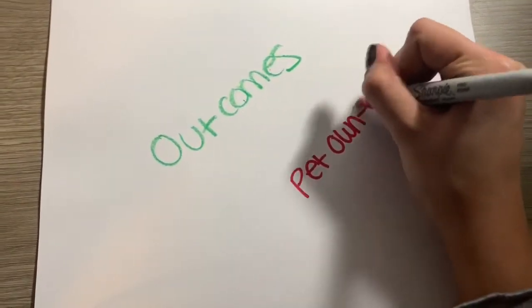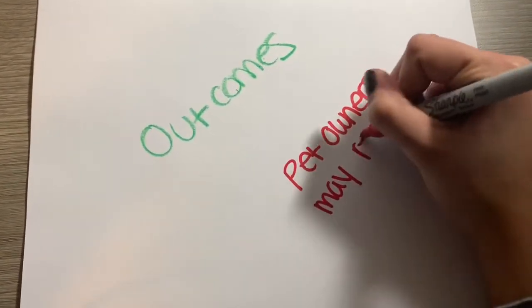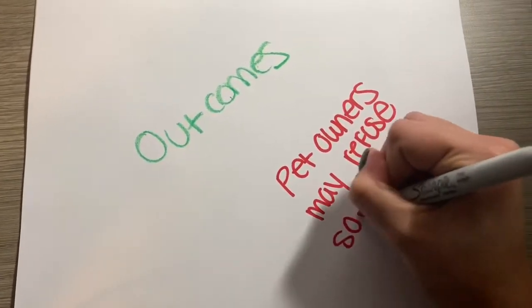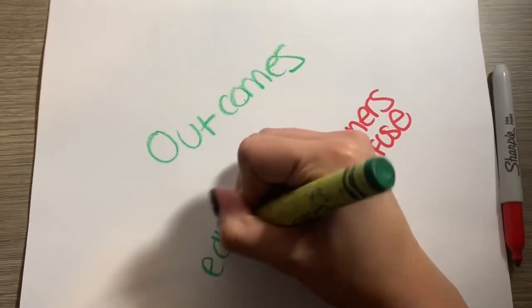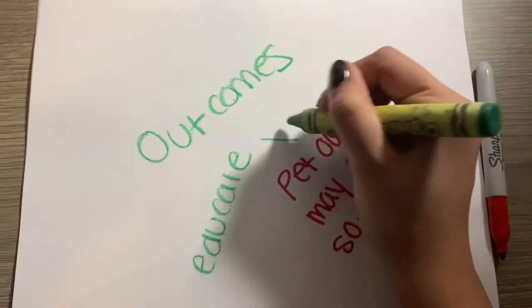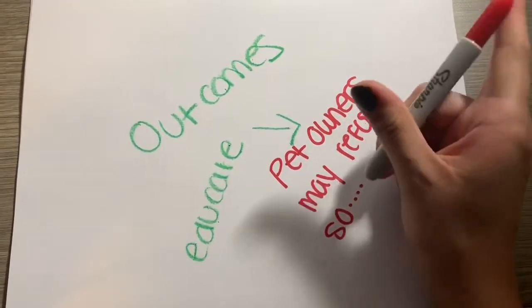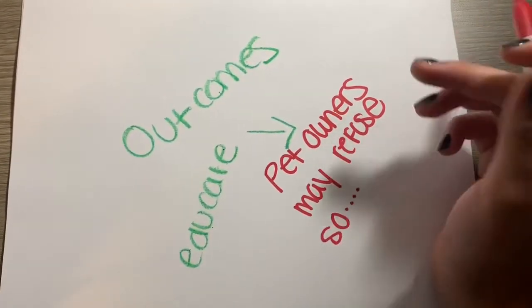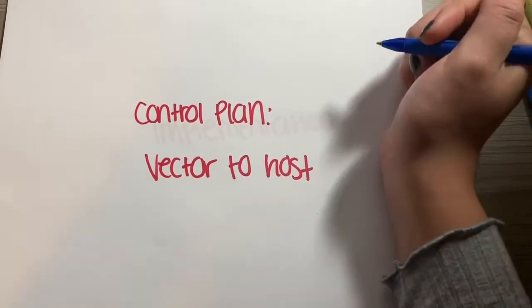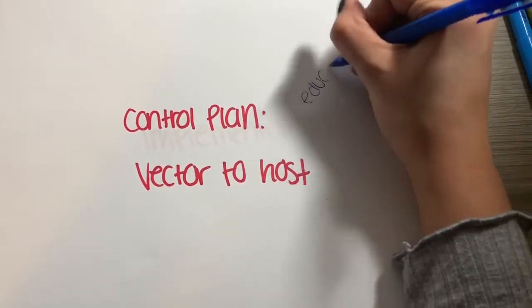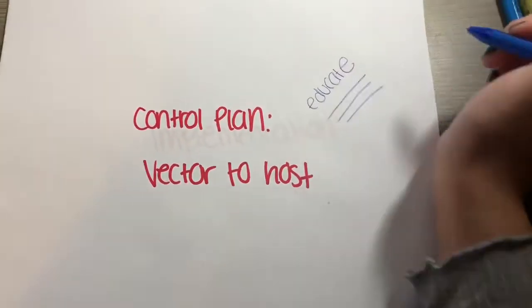The biggest problem will be, of course, the people who do refuse to take the vaccine. But we will try to combat this problem by educating pet owners about the serious dangers of the disease, both to their pets and themselves. Our control plan for vector to host will be a bit different.